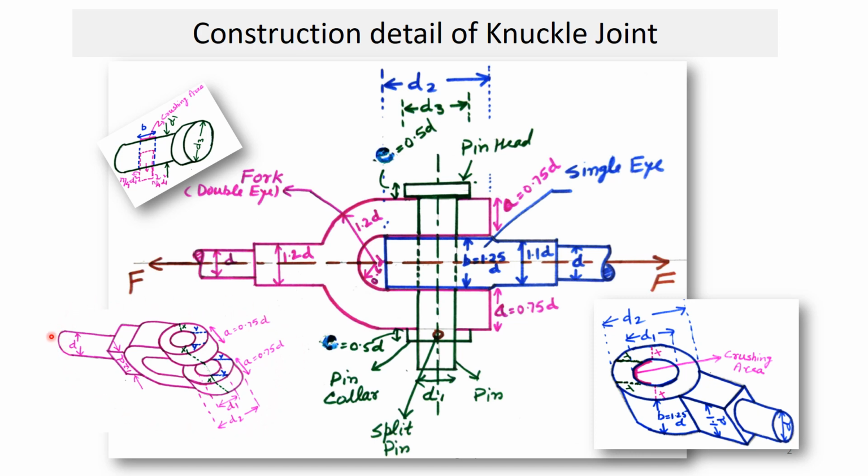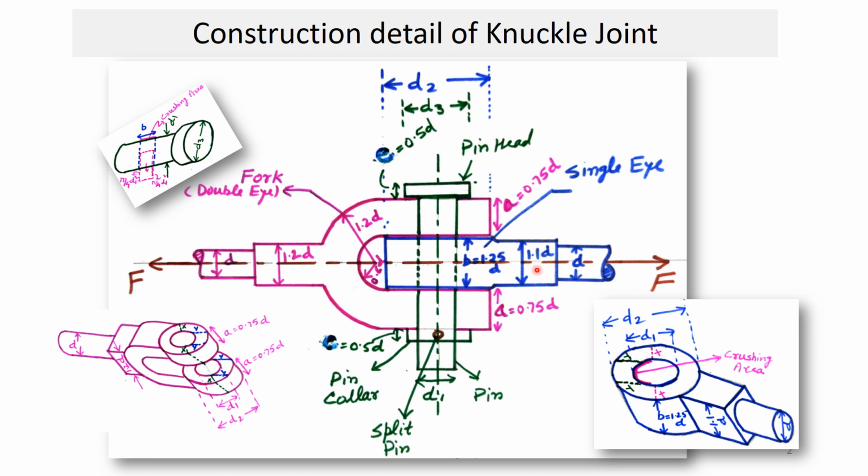This left side view shows the rod with fork end, and the diameter of the rod is D here. Here the dimension is 1.2 D. Here the double eye has the outer diameter D2 and the inner diameter D1. The thickness of this eye is 0.7 D.